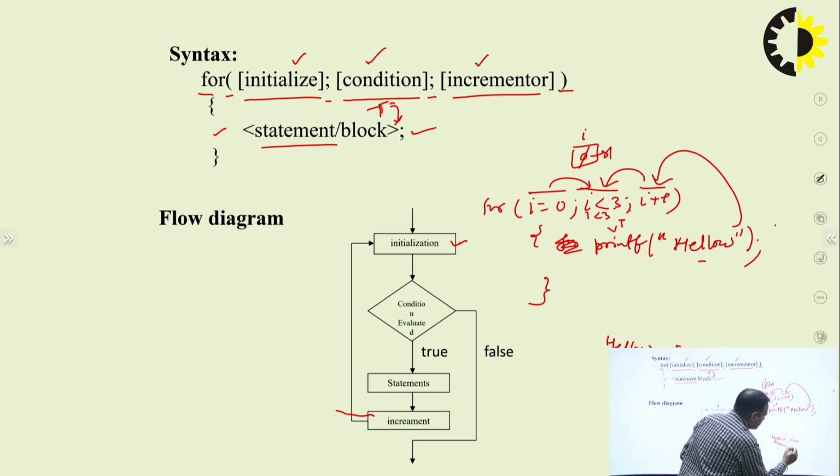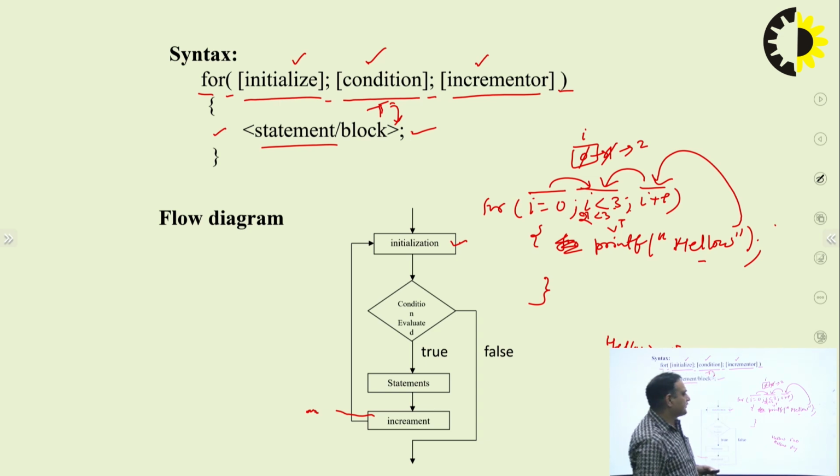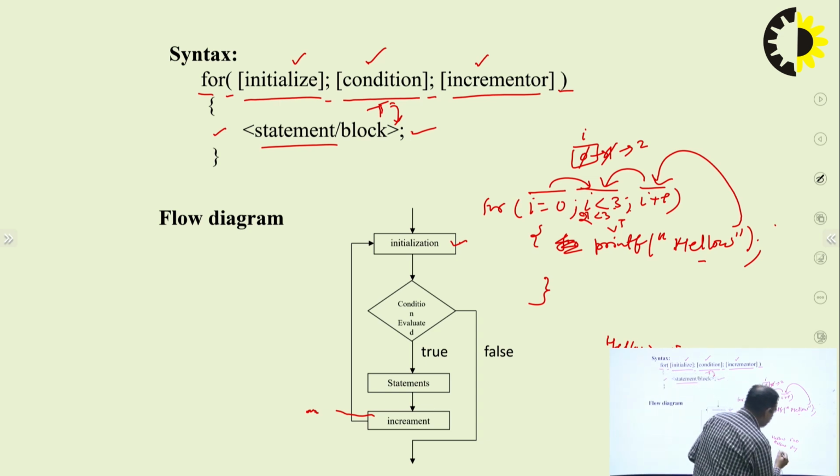That is for I equal to 0, for I equal to 1. Again, the value will be changed from 1 to 2. Then again the condition will be true. 2 less than 3, condition true, so hello will be printed for I equal to 2. Then again the value of I will be 3.